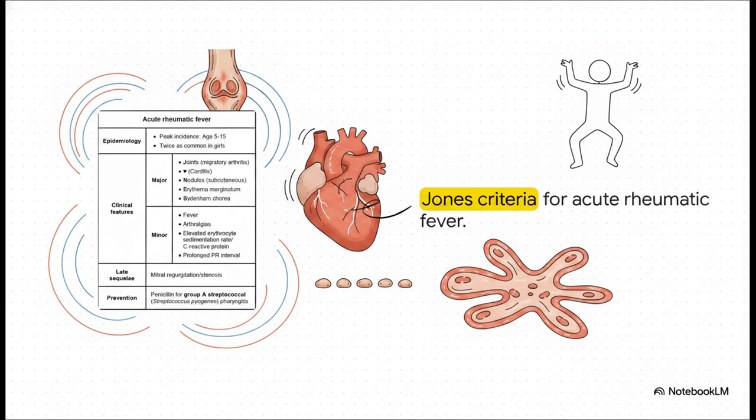The major ones include migratory polyarthritis, carditis, Sydenham chorea, erythema marginatum, and subcutaneous nodules. The minor criteria are your supportive findings, things like fever, arthralgias, and elevated CRP or ESR, or a prolonged PR interval. And remember, if this progresses to chronic rheumatic disease, it classically damages the mitral valve.